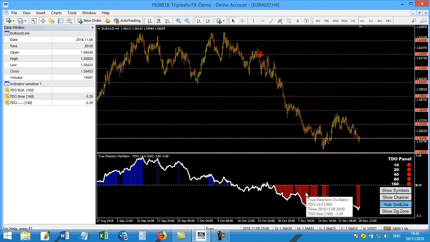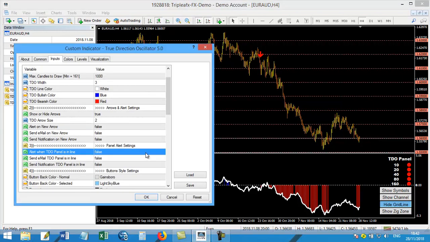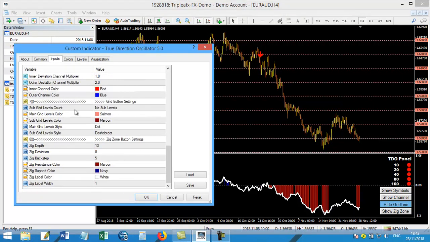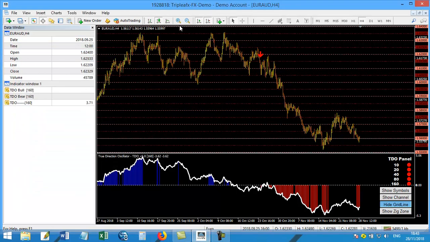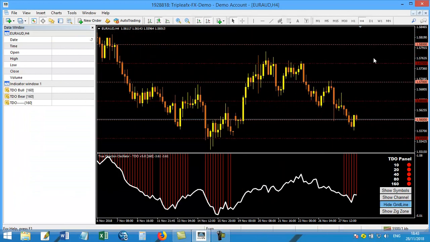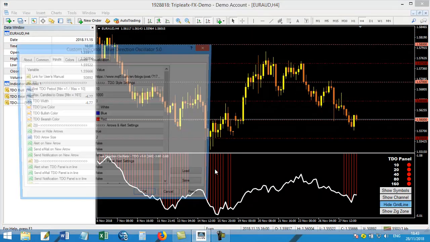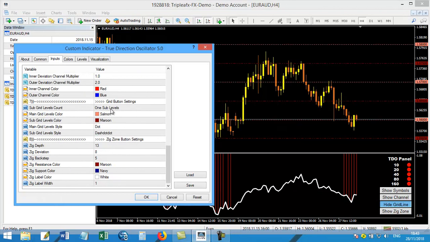Very simple. Stand over your indicator True Direction Oscillator, double click, move to section number 7, grid buttons setting. And now, as you can see, I chose to not add sub-levels, but you can add one sub-level, like here. I will make it bigger, as you can see, like here. You can add, let us say, 4 sub-levels, so this distance will be cut into 4, not 2.